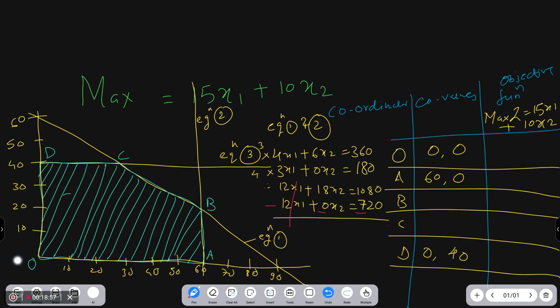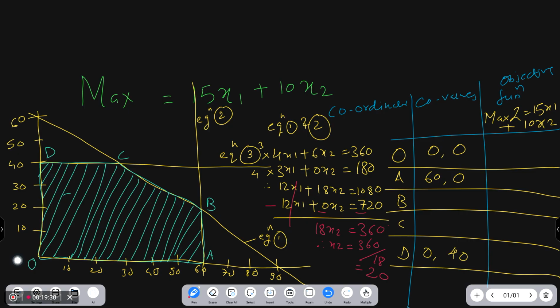And here, 18x2 is equal to, what is the subtraction? Tell me. 1080 minus 720 is 360. Therefore, x2 is equal to 360 divided by 18. How much? 20. x2 is 20.